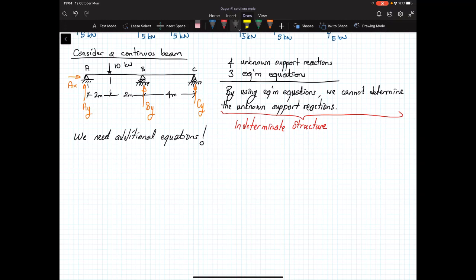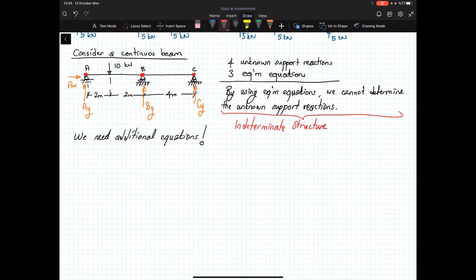So what else do I know about this structure? Now, related to the forces, I have only the equilibrium equations. Now, I'll take a look at the deflections or the deformations. What additional information do I have? Now, I have a pin support here. So the deflection here is equal to 0 in the x and y directions. Likewise, at P, the deflection is equal to 0, and at C, the deflection is equal to 0.